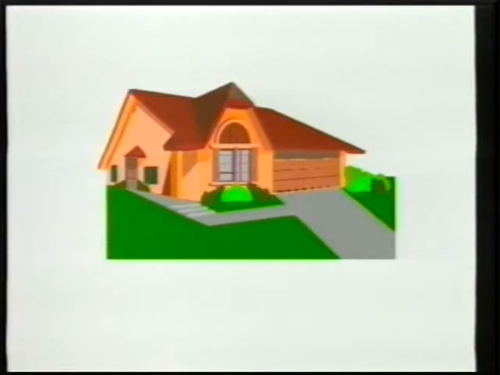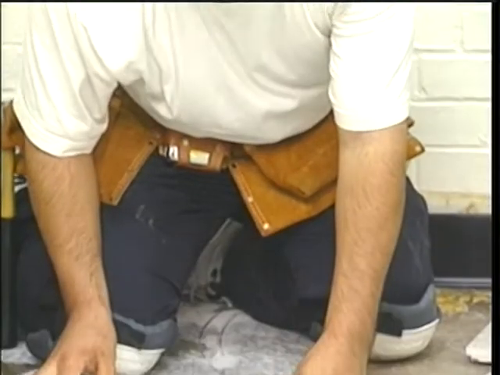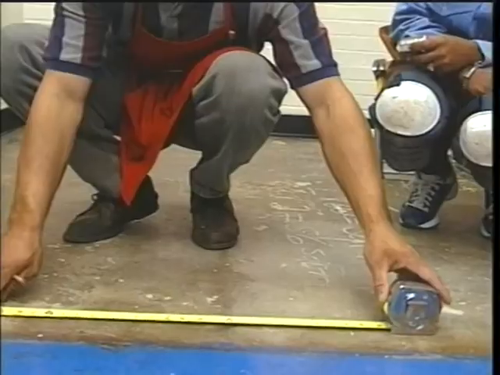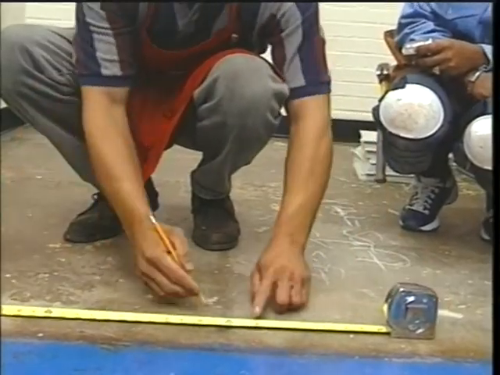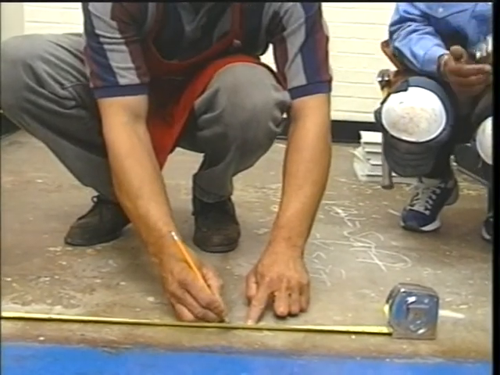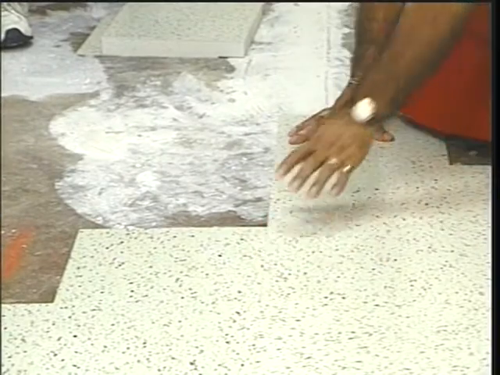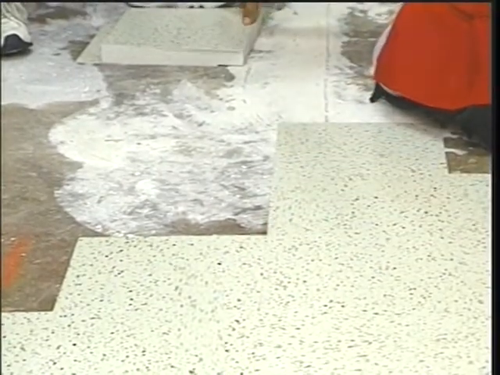Now let's take a look at an everyday situation where tiles are used. In your home, if you wanted to cover your bathroom or your kitchen floor, for example, with tiles, you would need to know the exact area of the floor you needed to cover. You would also need to know the exact area of the tile you would be using.